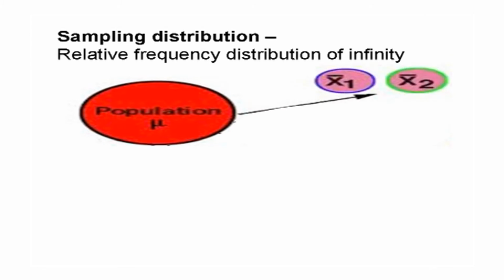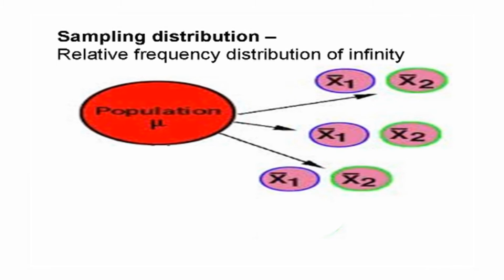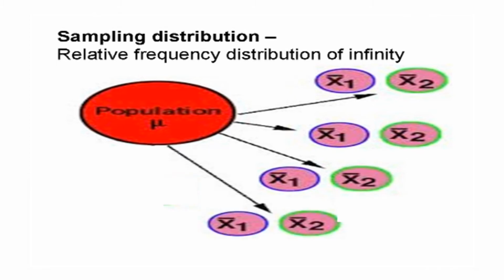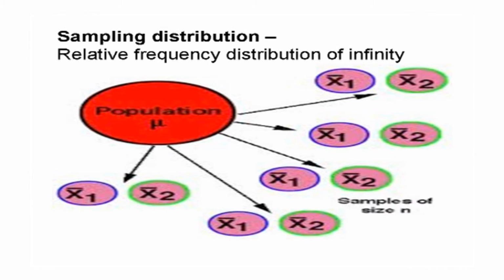The next one is sampling distribution. Sampling distribution is the relative frequency distribution of an infinity of samples. The samples are many, but the size of each and the procedure adopted for selecting the sample is the same.